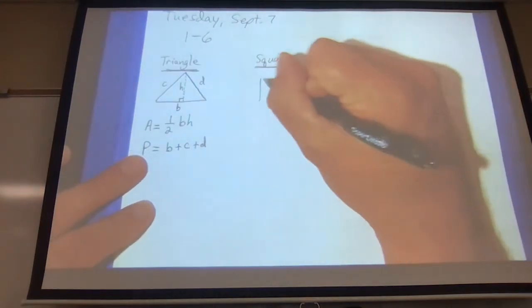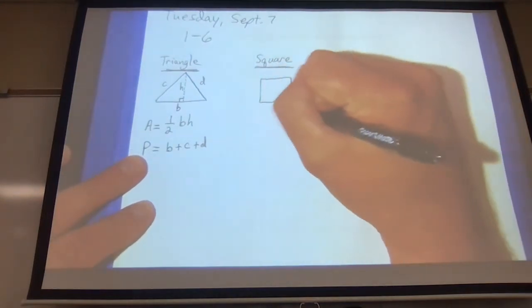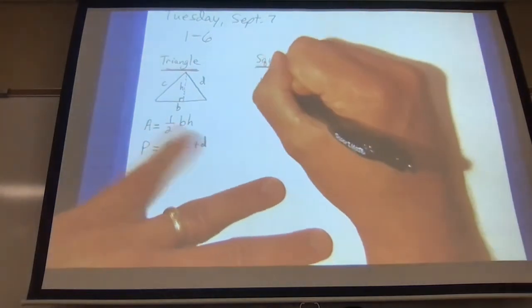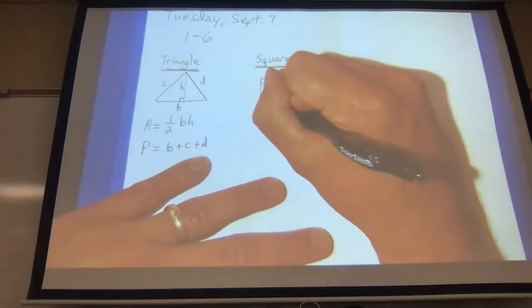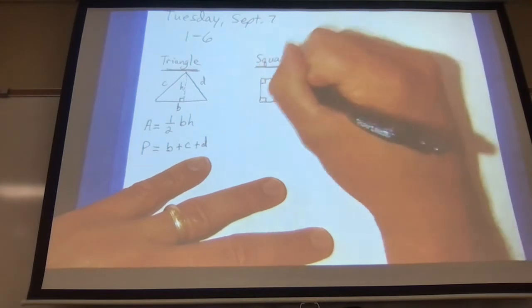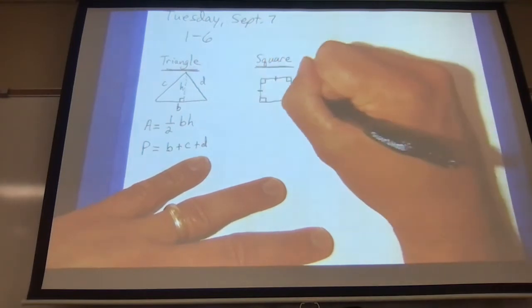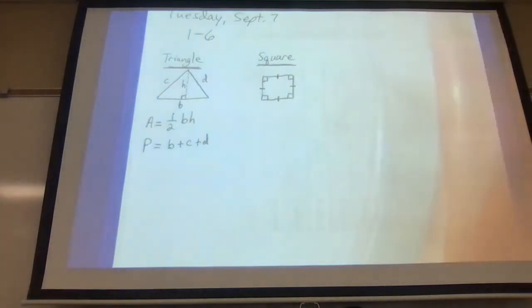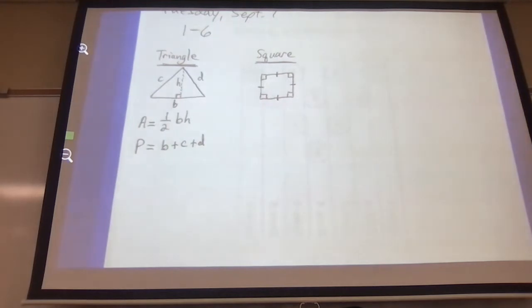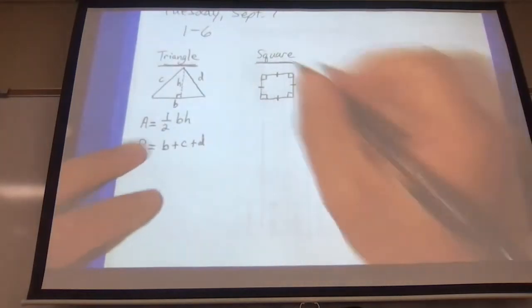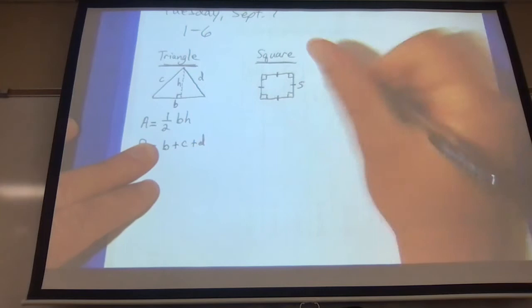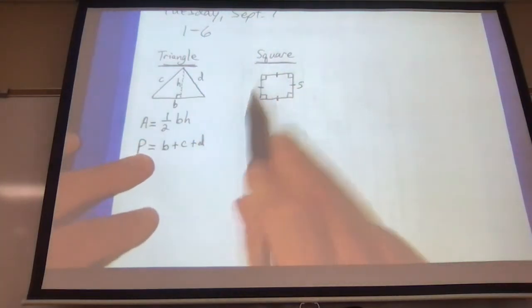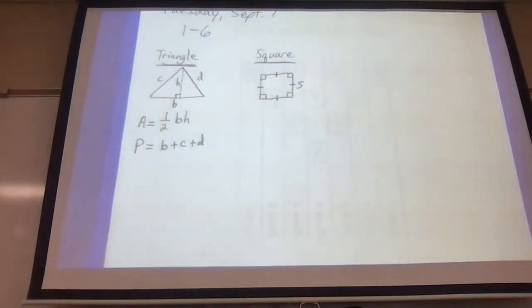For the picture of a square, on a square, you're going to have 4 right angles and 4 congruent sides. To show the sides are congruent, we'll put the little congruence marks on them. And since all 4 sides are the same, I'm going to call one of the sides S. If one side is S, all 4 sides would be the same thing, S.